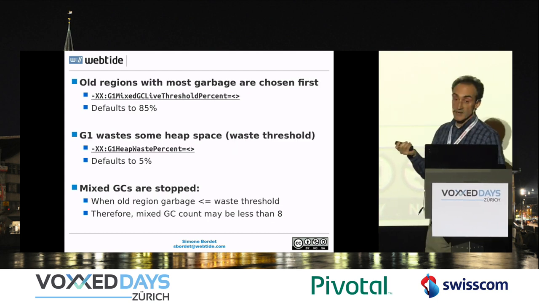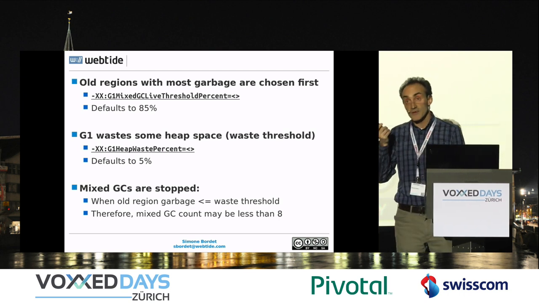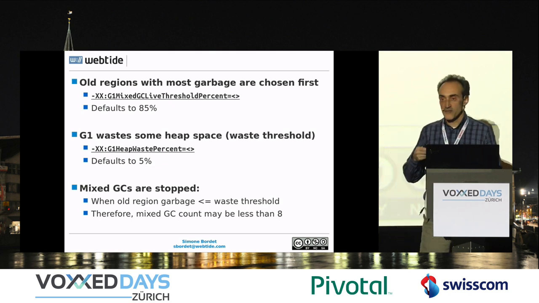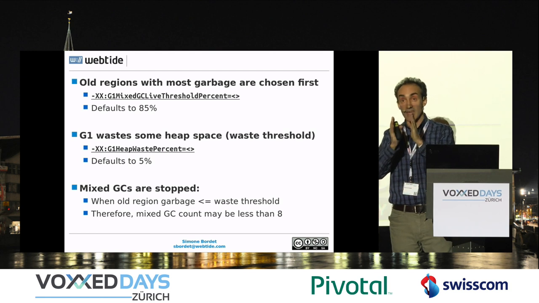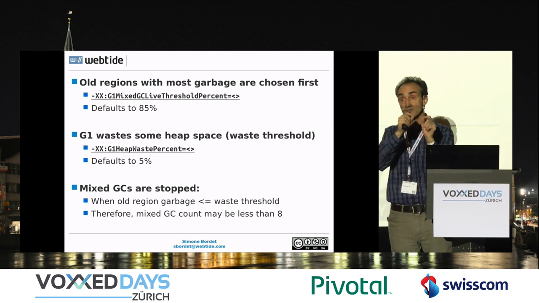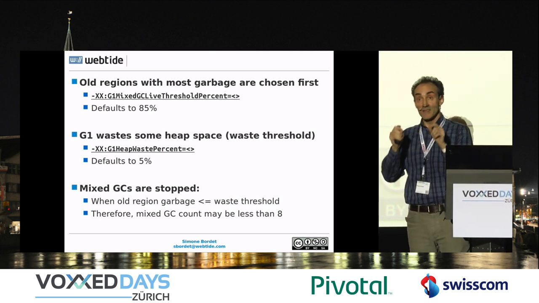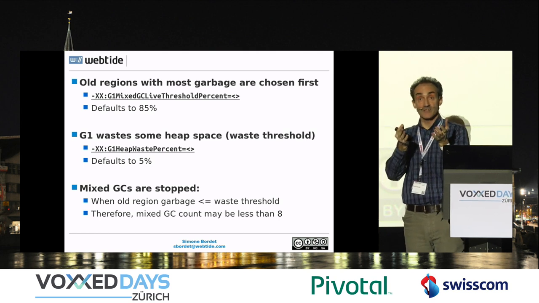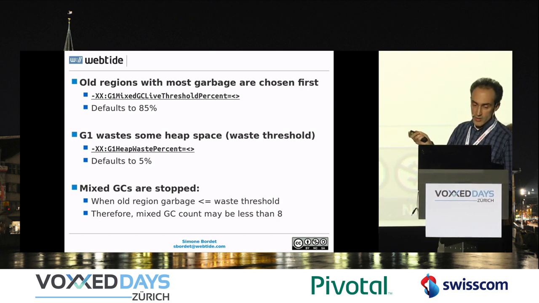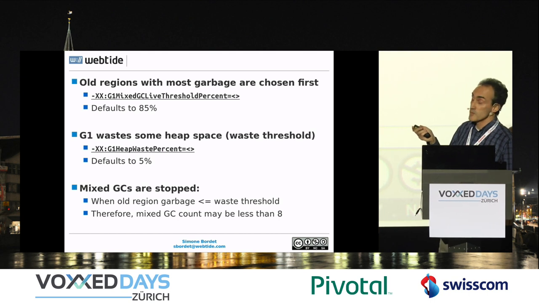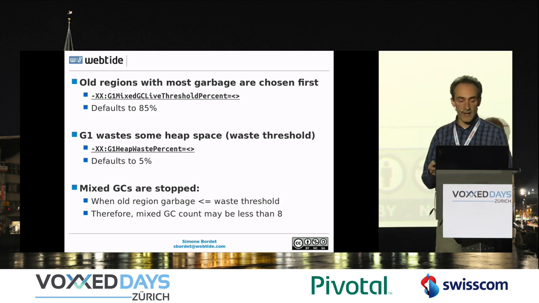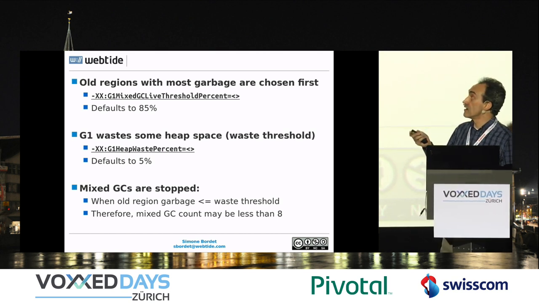Of course, G1 is very smart. It first targets, because remember, it counts how many live objects there are in each region. So it first copies and targets the regions that are mostly empty, right? Because if I just move two objects and then I'm done with that particular region, that's very cheap and I reclaim a lot of space. So that's super good. By default, regions that are more than 85% full of garbage, so only 15% alive, are chosen to be moved in that way.